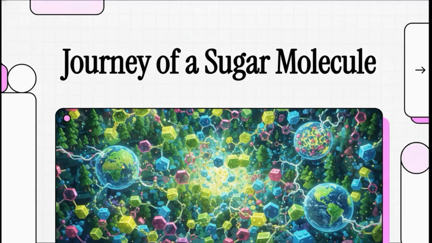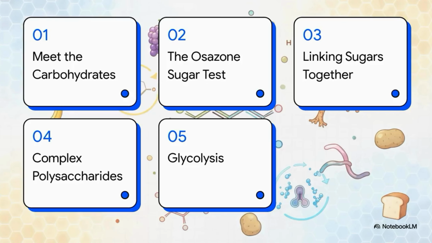Let's get into it. Okay, let's dive right in. Here's our roadmap for today. First, we'll meet the carbohydrates. Then we'll hit the lab for the Ozone sugar test, look at linking sugars together, explore complex polysaccharides, and finally, check out glycolysis and gluconeogenesis.